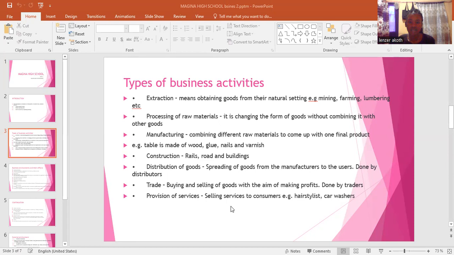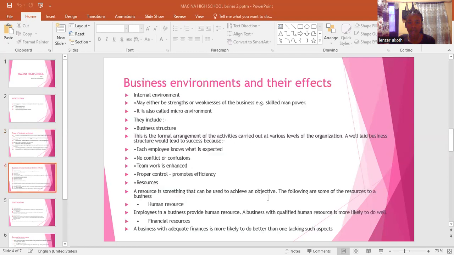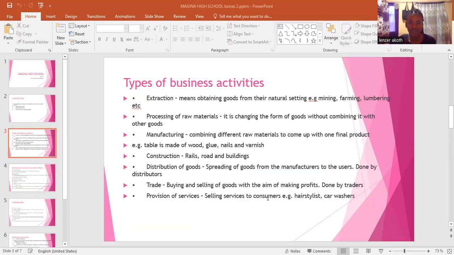Provision of services, like the one I'm doing, is a service. I am basically offering knowledge. I'm basically teaching. It is a service, so it is selling of services to consumers, like hairstylists, those who are doing plaiting in salons, the car washers. They're doing services, and their main aim is to make profit.